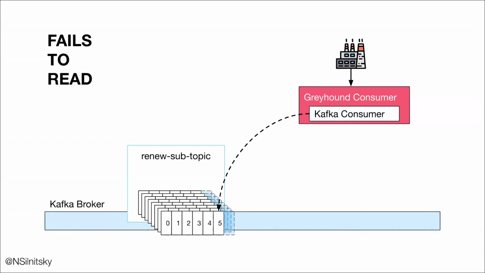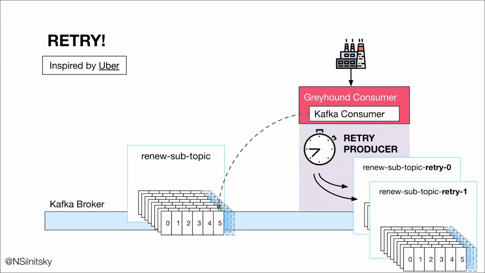You have it. And how does it work behind the scenes? So if the Greyhound consumer handler fails to process the current message, there's a built-in retry producer that will produce the message to a retry topic. And there's a retry topic created for each of the intervals that you will set in the retry configuration. So retry 0 will process the message once the interval elapses. And if there's a failure then, it will then be produced to the second retry topic, etc.